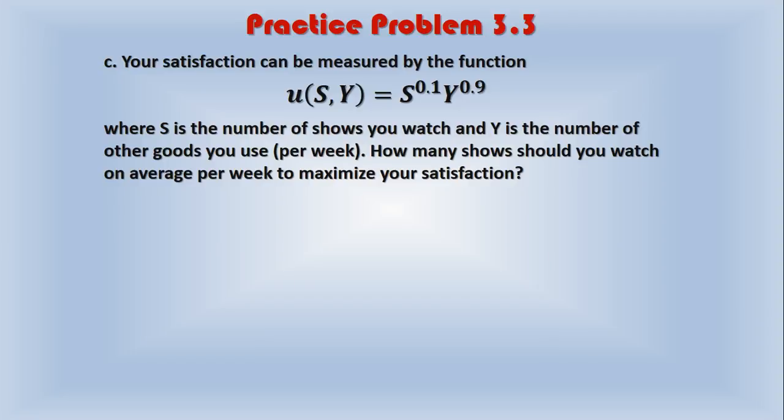This is something you would just be given in the problem. You'd be given the utility function. And again, the utility function represents the preferences of the consumer that we're modeling. It represents how subjectively they think about the goods that they're consuming. So S is the number of shows you watch, and Y is the number of other goods you use per week. How many shows should you watch on average per week to maximize your satisfaction? So the question is, like, at the optimal consumption bundle, how many shows does this person consume? That's what the problem is asking.